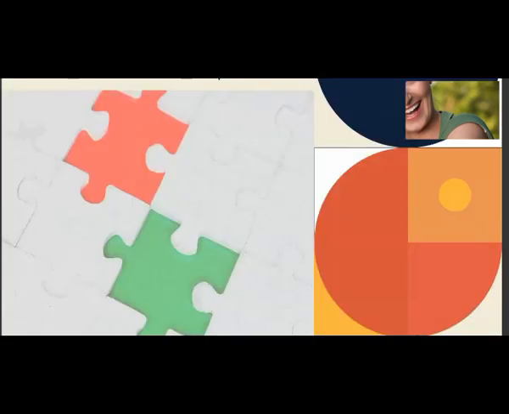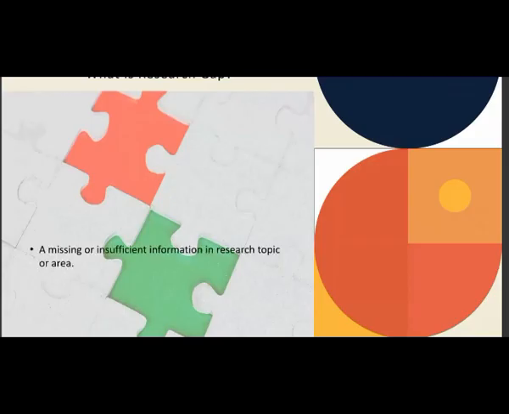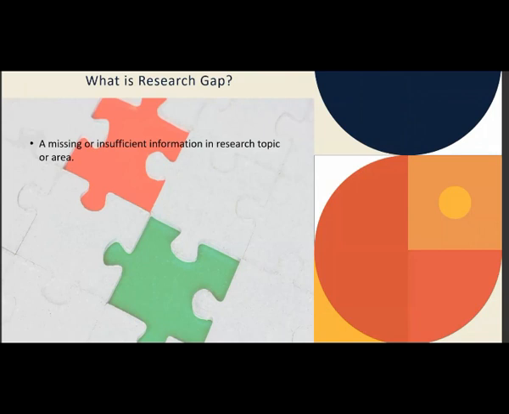So when we talk about research gap, for example, just now Mr. Han was explaining what he did for his research. The first point about research gap is that you are trying to fill missing or insufficient information in your research topic or in your area. So you try to cover what is not covered in the topic.